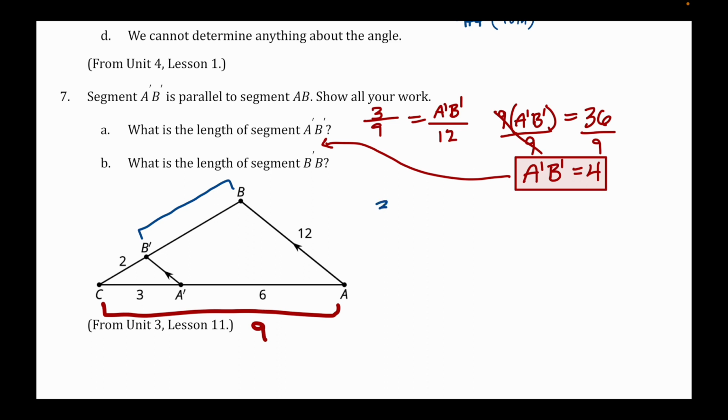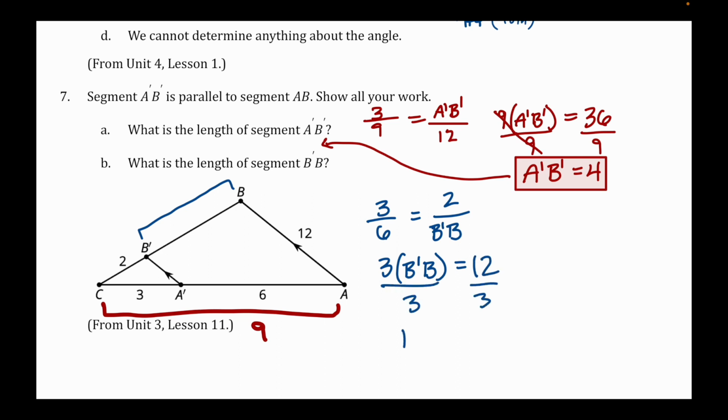So I can say 3 is to 6 as 2 would be to the length of B prime B. We're going to cross multiply, and we can say 3 B prime B is the same as 12. And if you divide both sides by 3, you'll get that B prime B should also be 4 units.